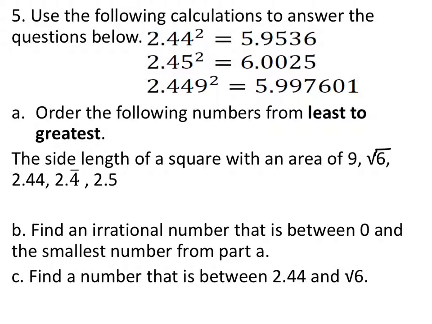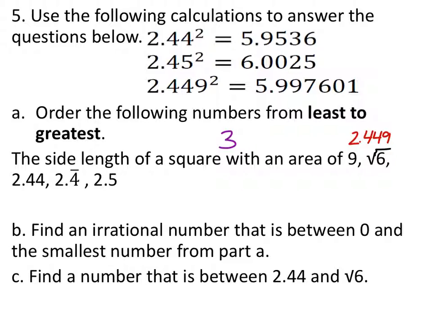Alright, let's look at these values. The square root of 6 on my calculator. Since we have a lot of decimal places on some of these values, I'm going to put 2.449. It looks like it wouldn't change, so that should be fine. Also, the side length of a square with an area of 9. So the square root of 9, that's the side length of a square with an area of 9, that'd be 3.